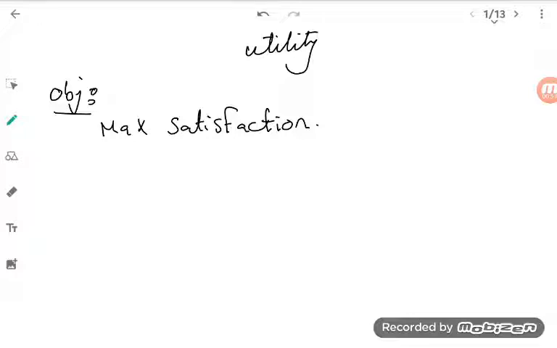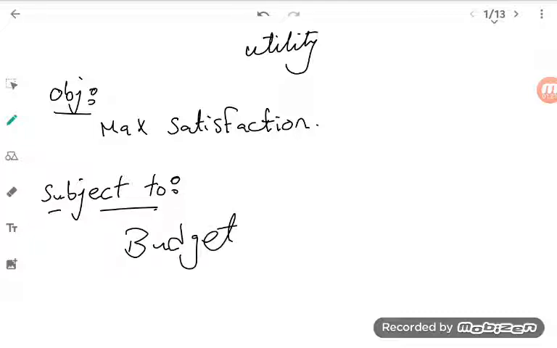I would like to maximize my own satisfaction from consuming a commodity or different types of commodities, but this is within my budget. So we are subject to, or under, a constraint of budget. This chapter would be divided between two main parts: number one, satisfaction, and number two, budget.